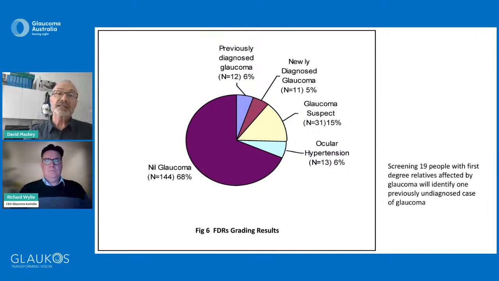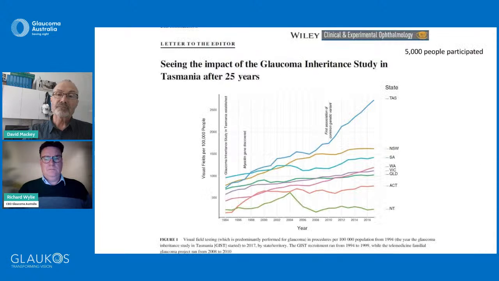And indeed, many of the people with glaucoma were happy to involve their families, and we found that 6% of the relatives we examined had already been diagnosed with glaucoma, but we picked up another 5% who were new definite cases of glaucoma who had not yet been diagnosed. And there were glaucoma suspects, as well as individuals who had ocular hypertension.